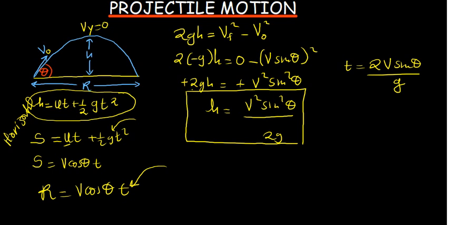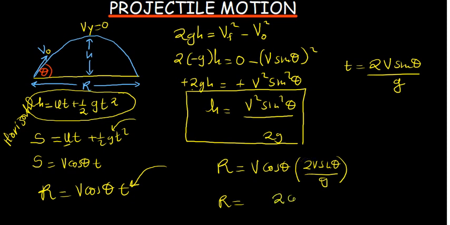So where there is t, we are going to substitute. Therefore, it gives us r being equal to v cos theta, and where there is t, we are going to put 2v sin theta and then divided by g. And this gives us r being equal to, I'm going to get the cos theta, and then I'm going to get the sin theta. This v multiplies with this v, that is going to give us v squared. And then down we have got g.